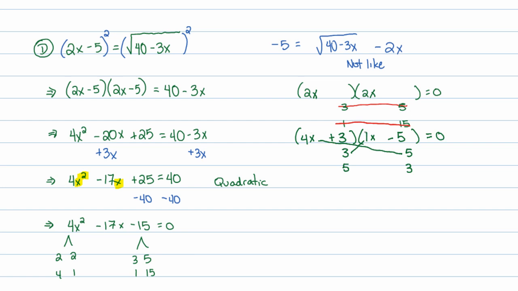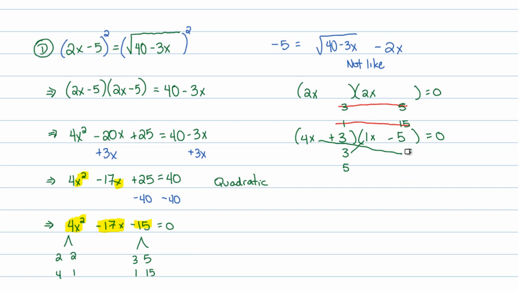Double check your work here. 4x times 1x is 4x squared. So that's this business right here. Let's see. 4x times a negative 5 is negative 20x. Plus 3 more of those x's will give me a negative 17x. So that's right there. And finally, positive 3 times a negative 5 is a negative 15. That's that one right there. So this actually does factor to 4x plus 3 times x minus 5 equals 0.